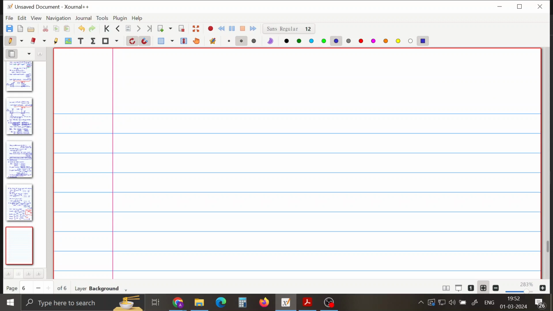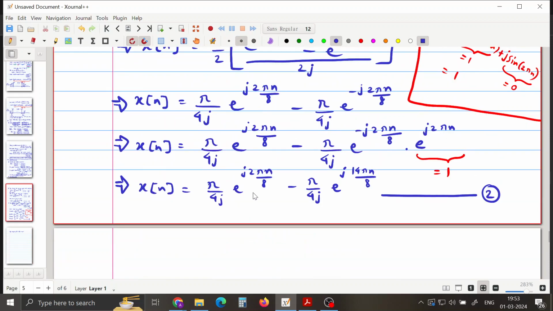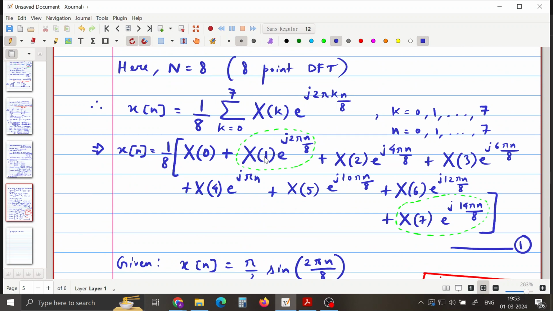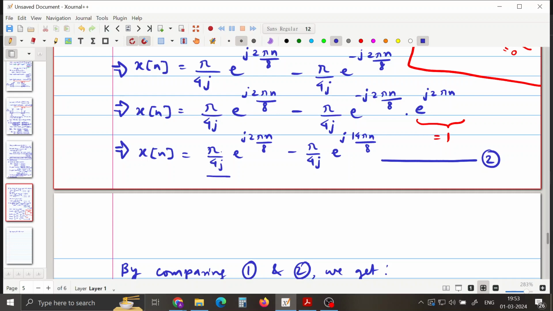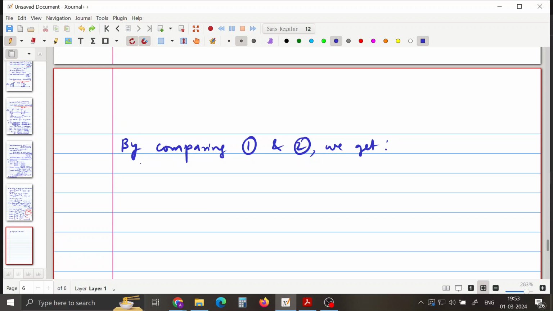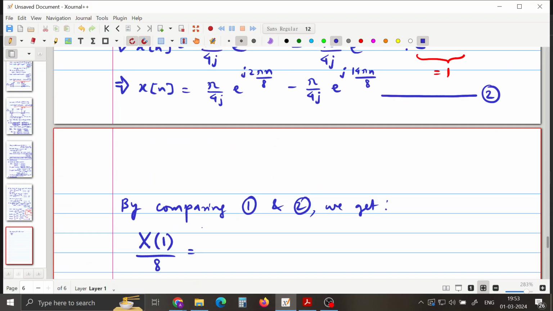Okay, so now by comparing equation 1 and 2, if you compare the two equations, the term corresponding to e power j 2 pi n by 8 is this one, and what is the scaling factor for that term? Capital X of 1, but there is also a factor of 1 by 8 sitting outside. So capital X of 1 by 8 would be the same as this pi by 4j. So I can write, the first observation is that capital X of 1 by 8 is the same as pi by 4j.